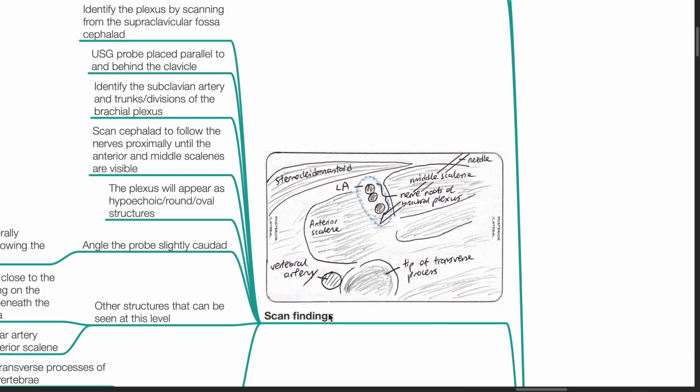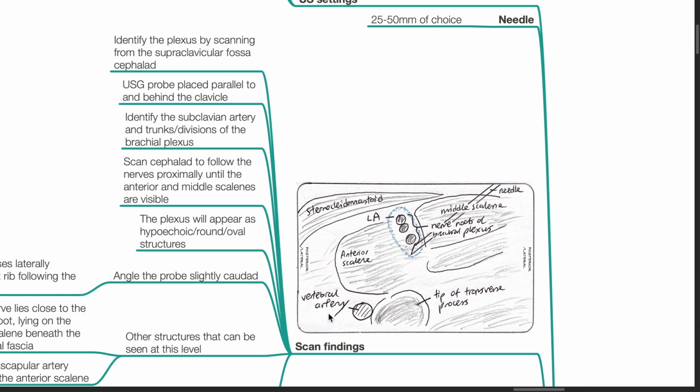Scan findings. Identify the plexus by scanning from the supraclavicular fossa cephalad. Ultrasound probe placed parallel and behind the clavicle. Identify the subclavian artery and trunks divisions of the brachial plexus. Scan cephalad to follow the nerves proximally until the anterior and middle scalenes are visible.